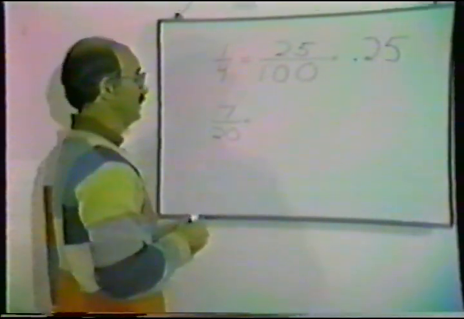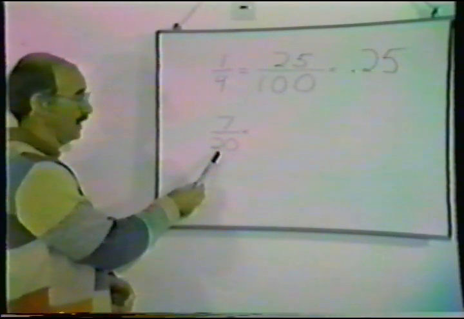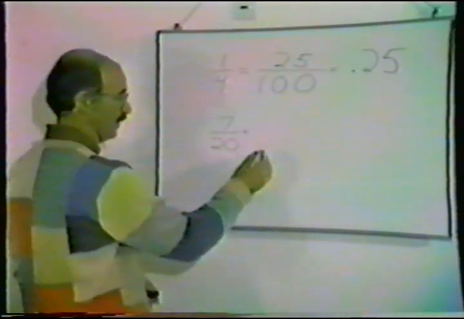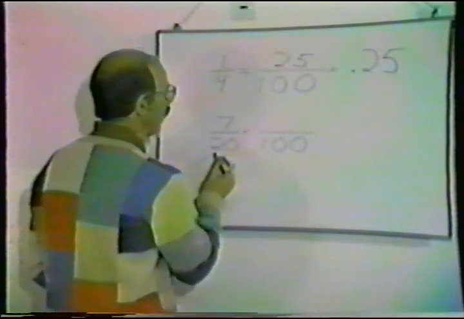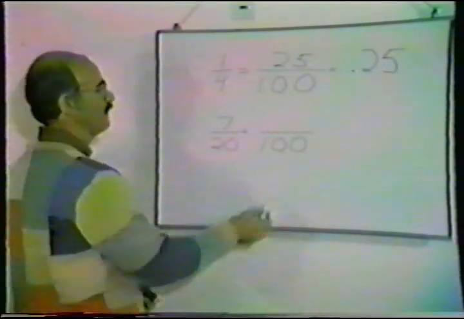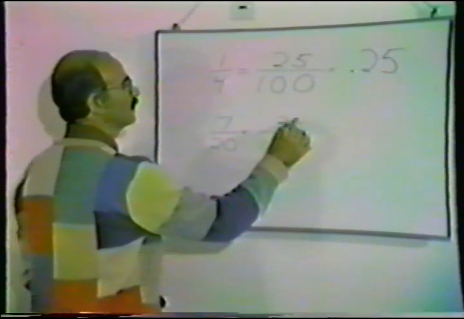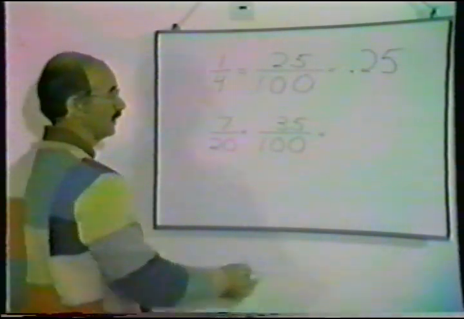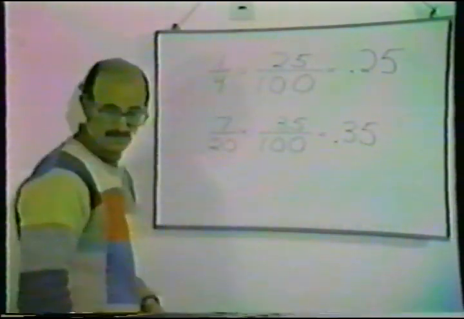7/20ths. Is the bottom number 10, 100, or 1,000? No. Can we make it 10 or 100? Yes. Can we make it 10? No. Can we make it 100? Yes. How many 20s are there in 100? 5. There are 5. And 5 times 7 is? 35. Read the fraction, 35 hundredths, which is written as a decimal as .35.